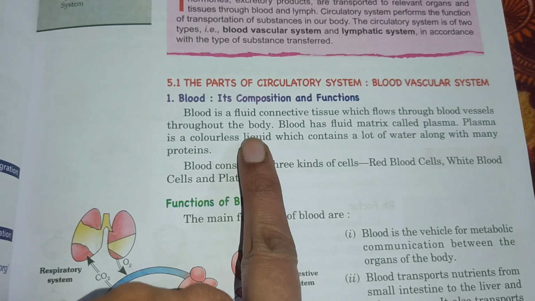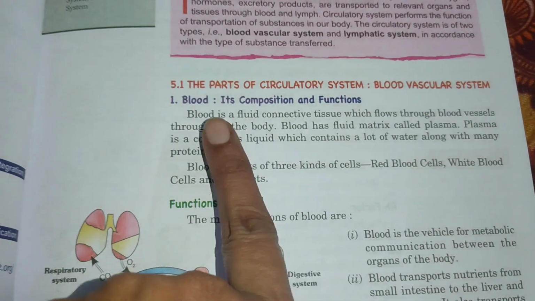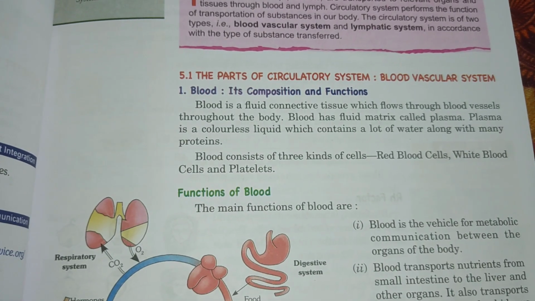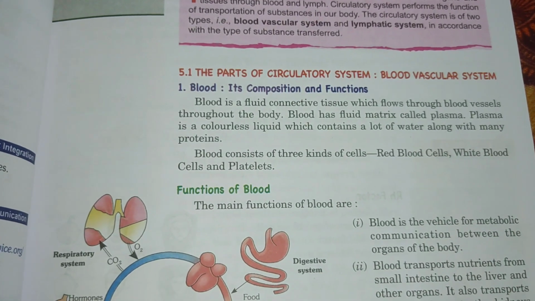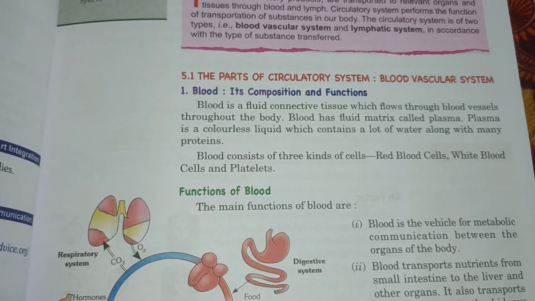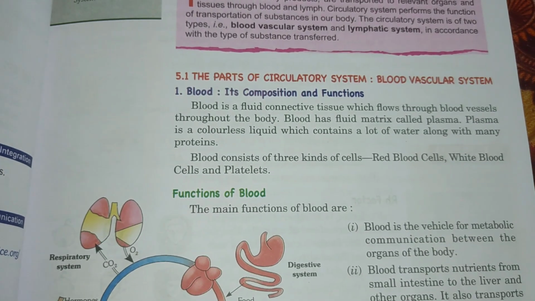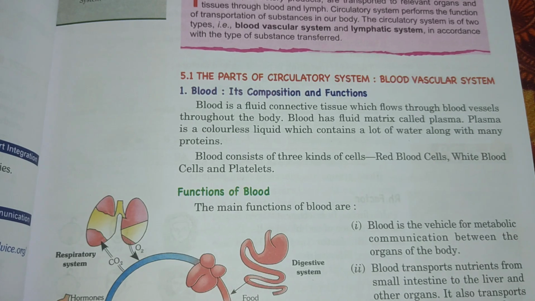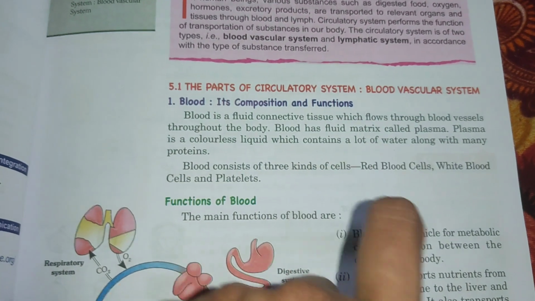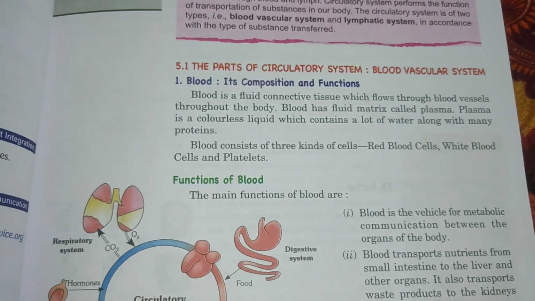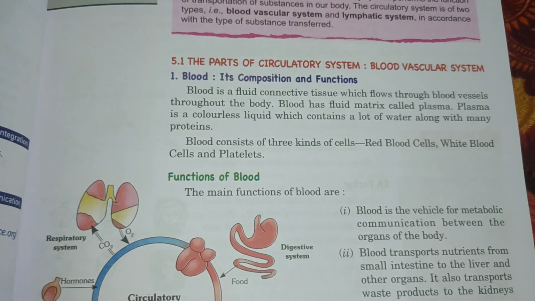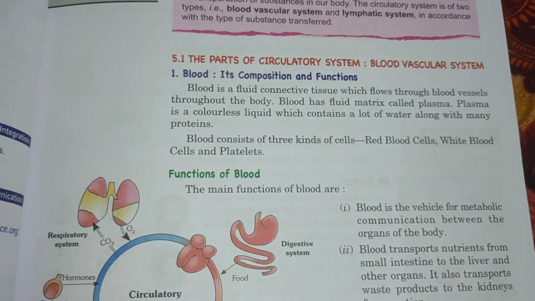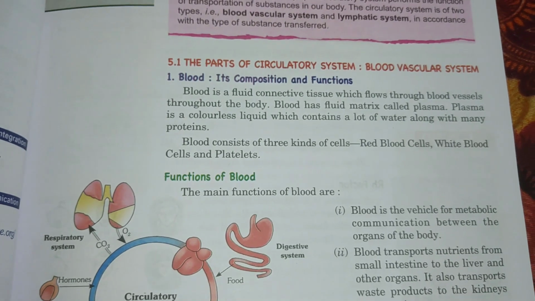So blood, what is its composition, what is its function? Let's see. Blood is a fluid connective tissue. It will be in a fluid form which flows through all the blood vessels throughout the body, and blood will have a fluid matrix called plasma. So this plasma is a colorless liquid which contains a lot of water along with many proteins.